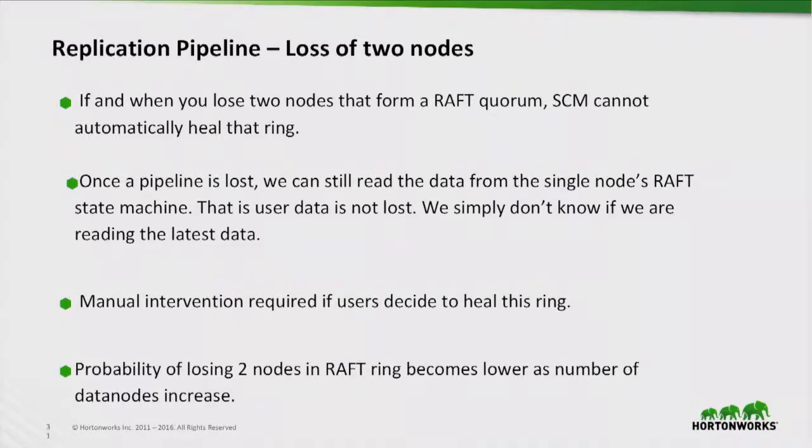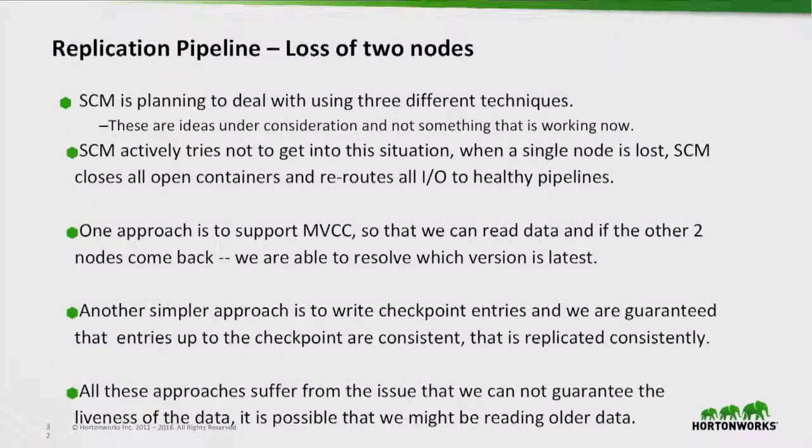We know that the probability of a loss of a Raft ring goes down dramatically after you have a cluster of 17 nodes. Talk to me offline if you want to get more data on that. But we need to tackle this problem. And this is not completely solved, and we're still working on it. So SCM actively tries not to get into this situation.